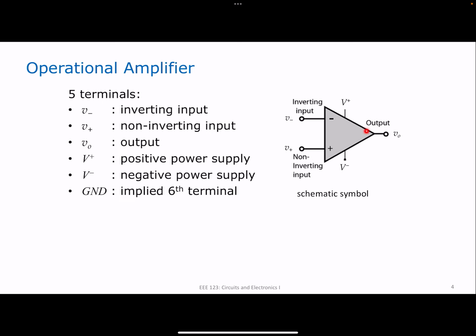You have a triangle. What is shown here is your inverting input. You have the negative sign to signify that. Your non-inverting input, you have the plus sign to signify that. This is your output. And then your 2 supply voltages, V plus and V minus. There's an implied 6th terminal, and this is your ground. This is the reference to which all of these voltages are based.